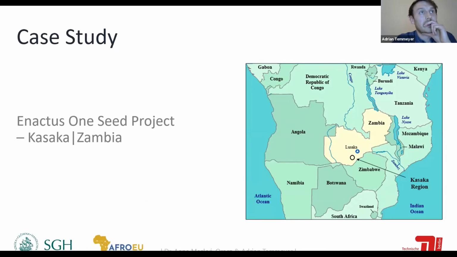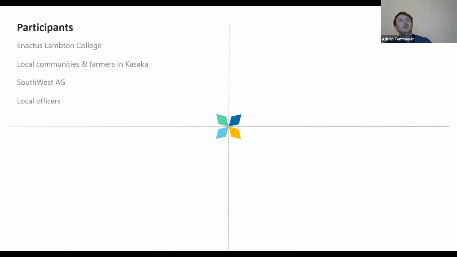And to examine to what extent this framework is applicable in practice, we conducted a case study with the Enactus project in the region of Kasaka in Zambia, in which they tried to alleviate poverty and malnourishment through the introduction of innovative agricultural methods. So in the project, Lambton College from Canada, local communities and farmers in Kasaka, and Canadian agricultural businesses and local officers took part.